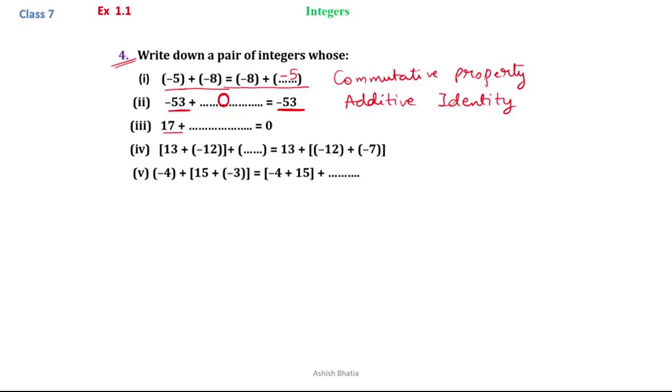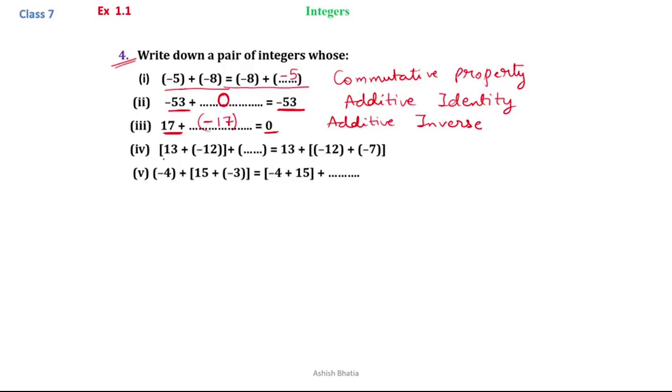Then question number 3, what should be added to 17 so that we can get 0? So the answer is minus 17 should be added so that we get 0. So here the property used is additive inverse. When we add the inverse, the opposite sign number, to a number, the result is 0.